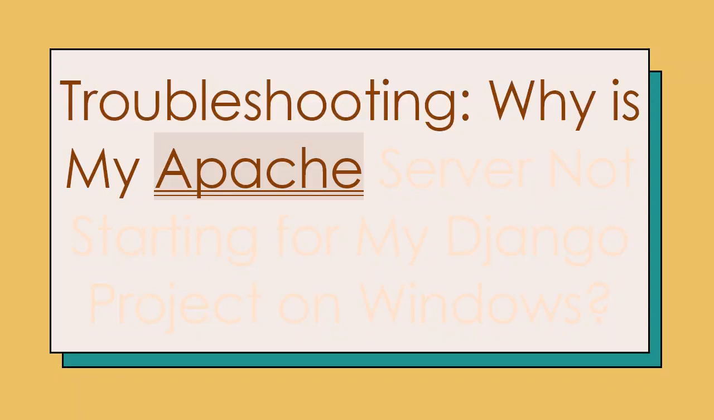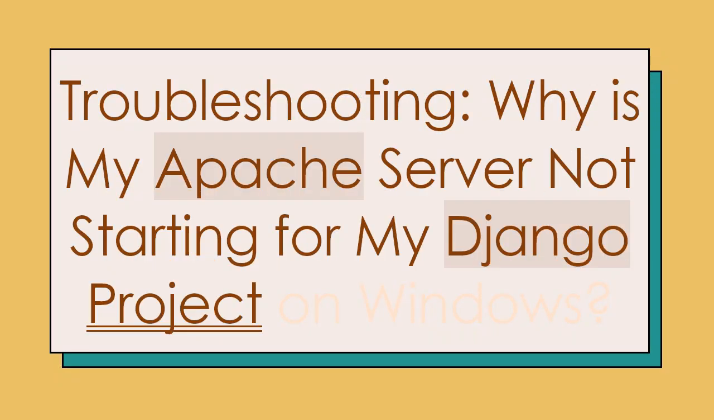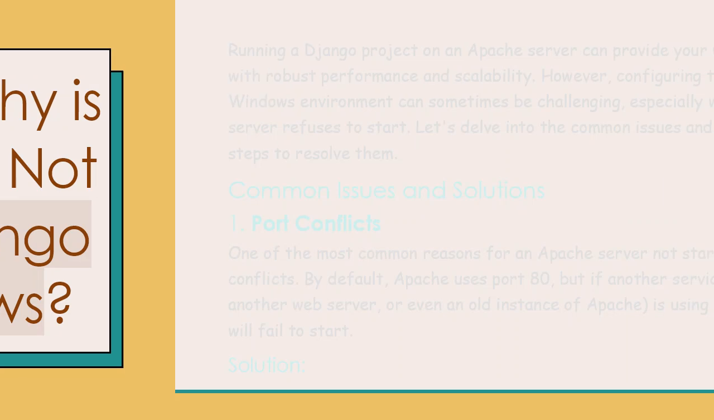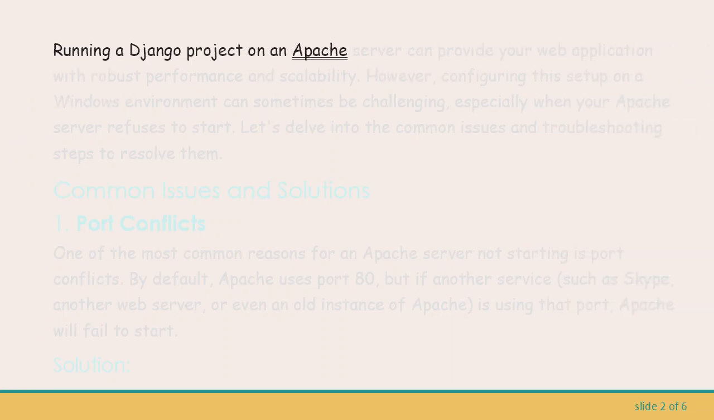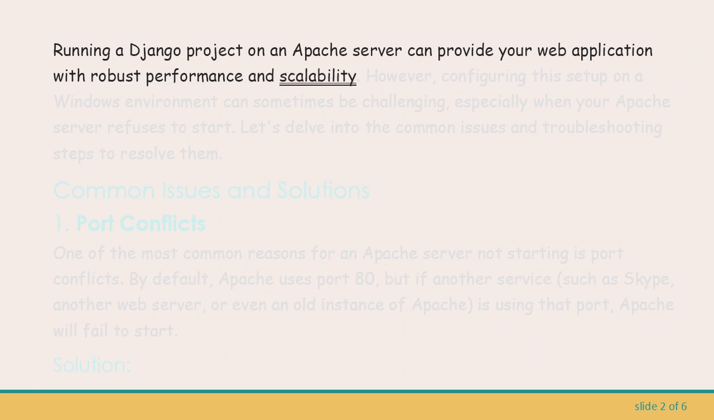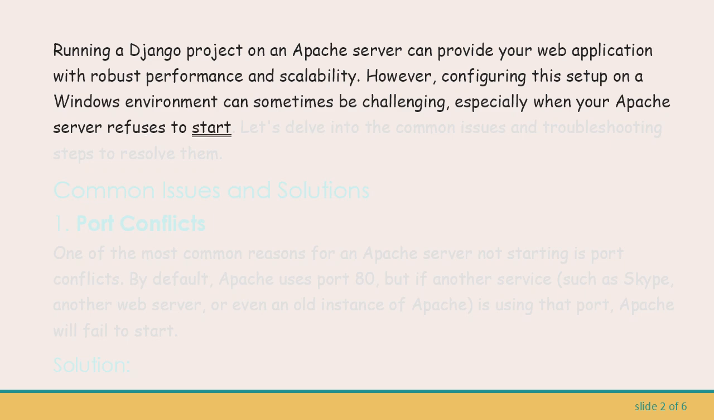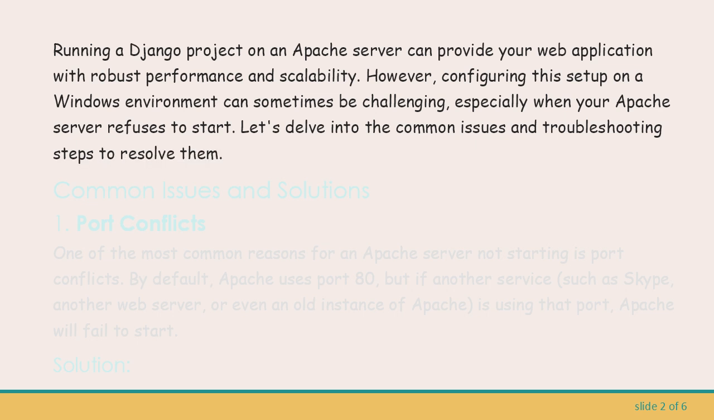Troubleshooting: why is my Apache server not starting for my Django project on Windows? Running a Django project on an Apache server can provide your web application with robust performance and scalability. However, configuring this setup on a Windows environment can sometimes be challenging, especially when your Apache server refuses to start. Let's delve into the common issues and troubleshooting steps to resolve them.